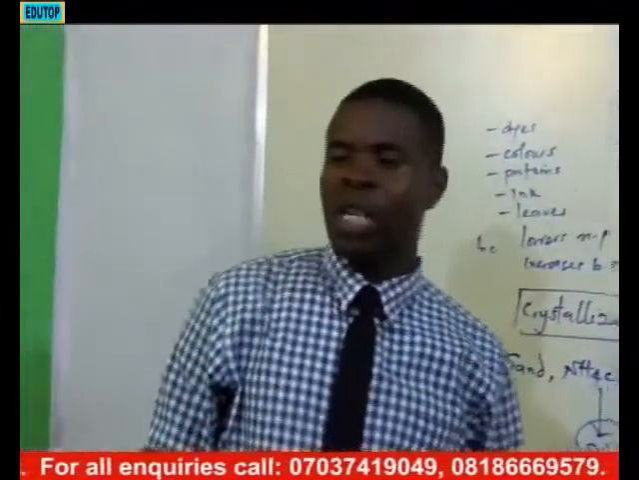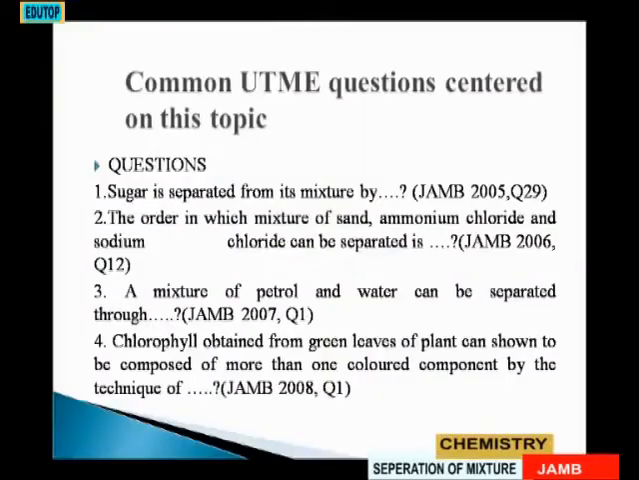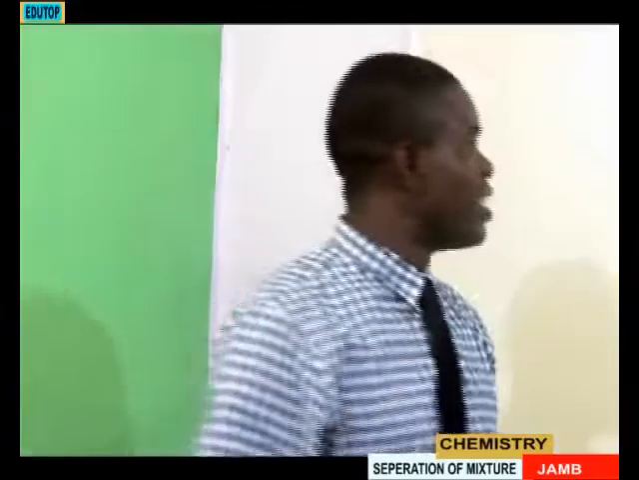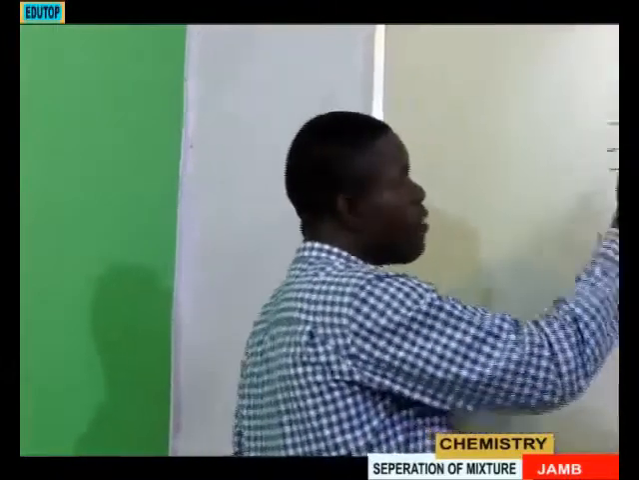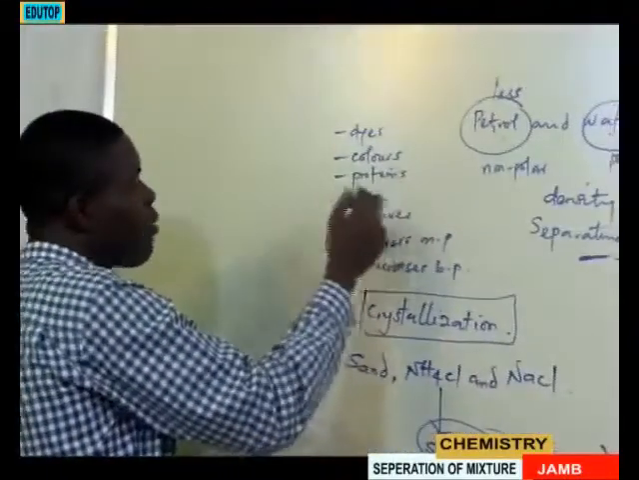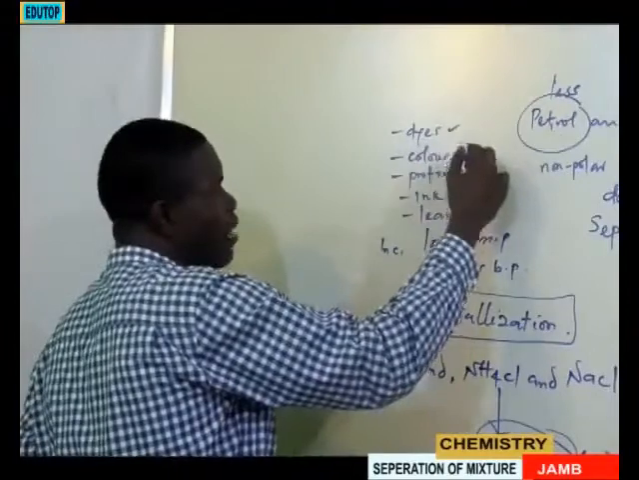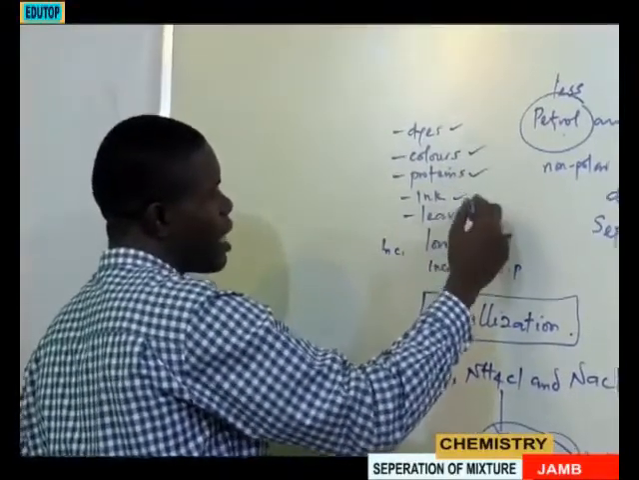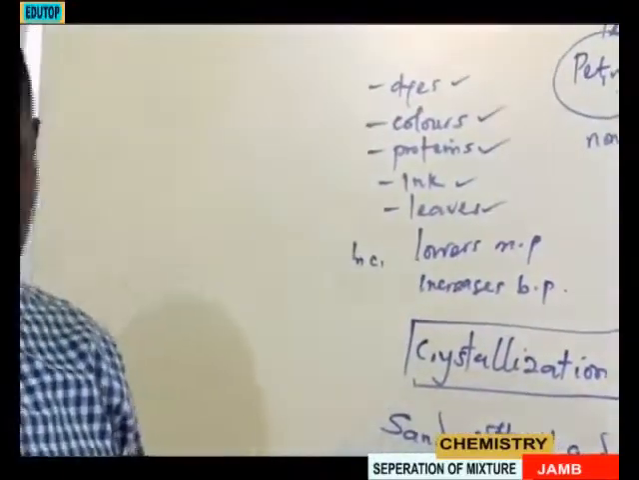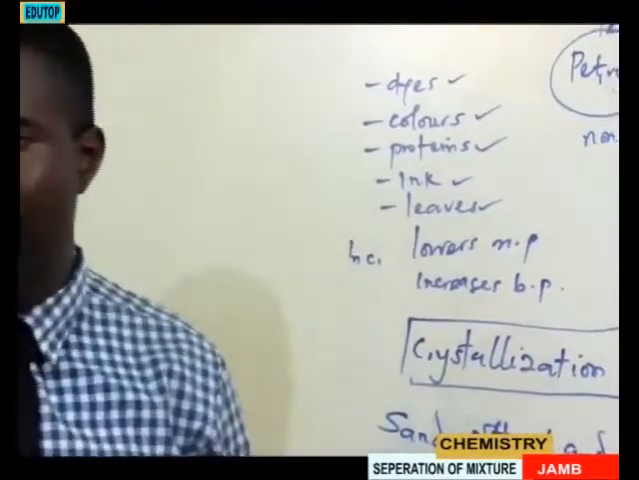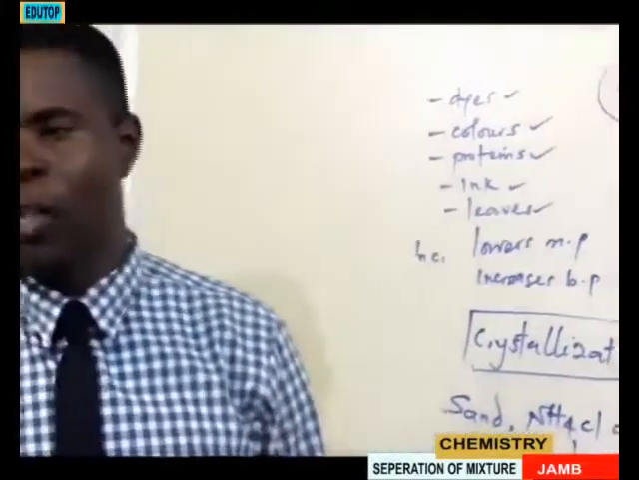Take note of that. The next question asks that chlorophyll obtained from green leaves of plants is shown to be composed of more than one colored compound by the technique of, I explained this earlier. Whenever you come across colors, proteins, ink, or leaves, it is no other process than chromatography. So the answer to that question is chromatography.